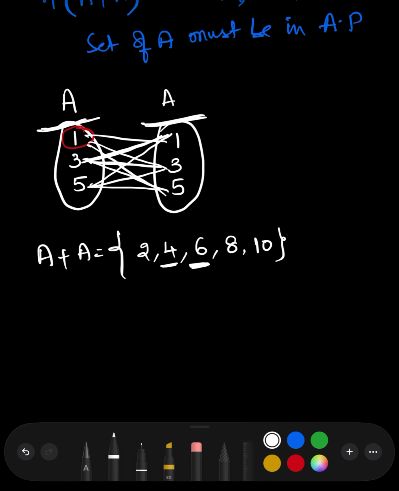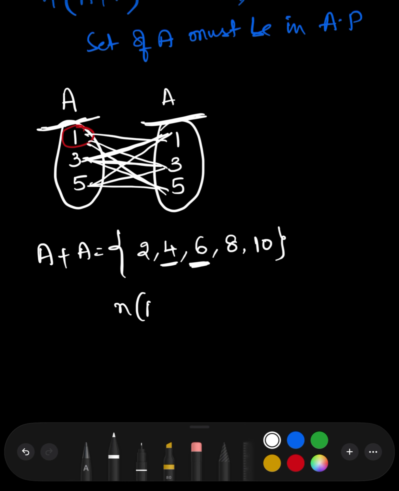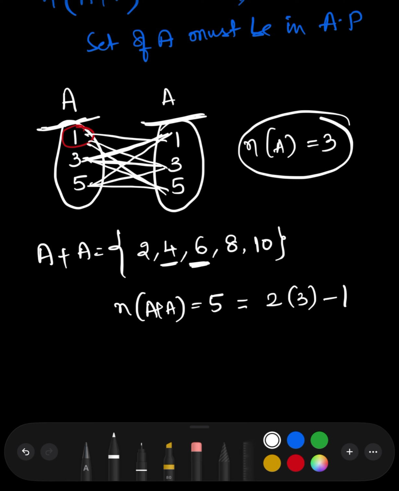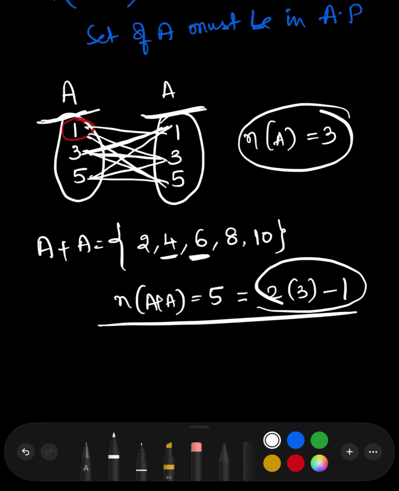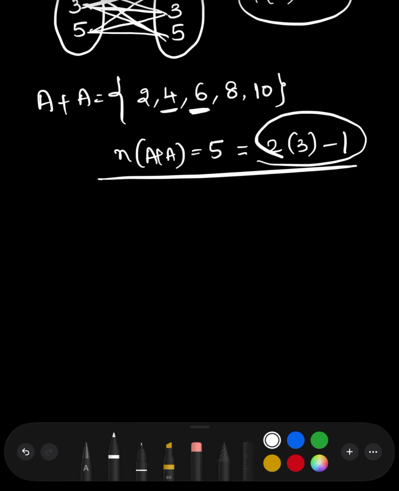So the total number of elements here is n of A plus A, which is equal to 5, and here n of A equals 3. It is very clear that this is nothing but 2 times 3 minus 1. n of A having 3 elements, n of A plus A having 2 into 3 minus 1 elements, then A clearly is in AP. Then I will take another example to give you better clarity of this question.